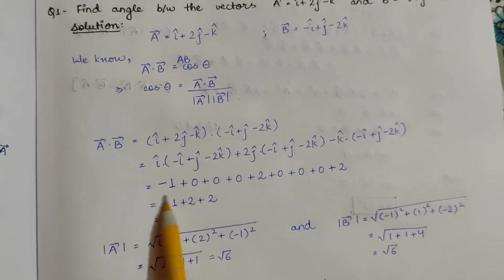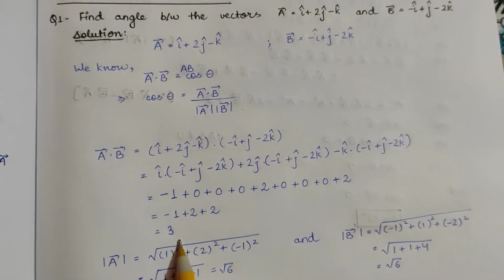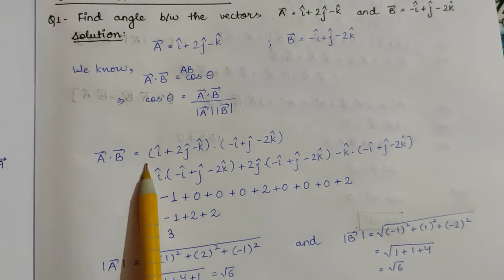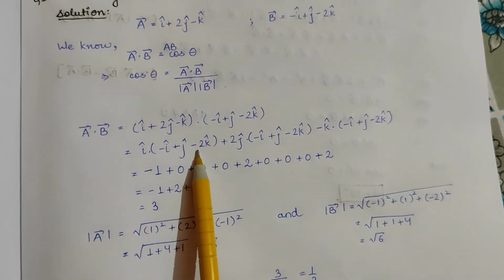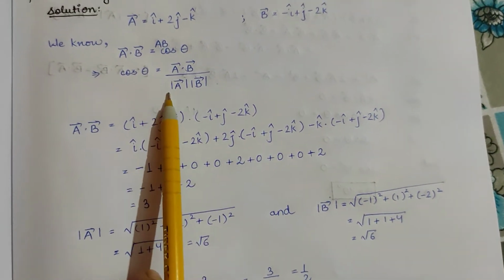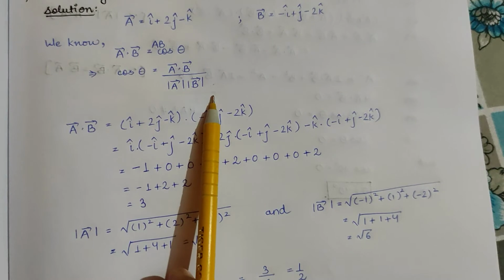Now we will add all these things. 2 plus 2 gives 4, minus 1 gives 3. So vector A dot vector B is equal to 3. Now you know how to find this. What else do we need to find? We need to find the magnitude of vector A and the magnitude of vector B.